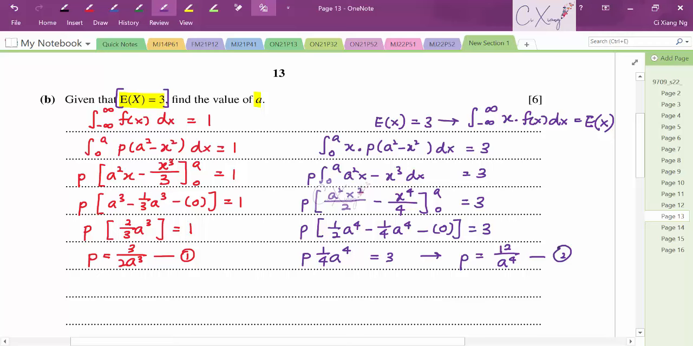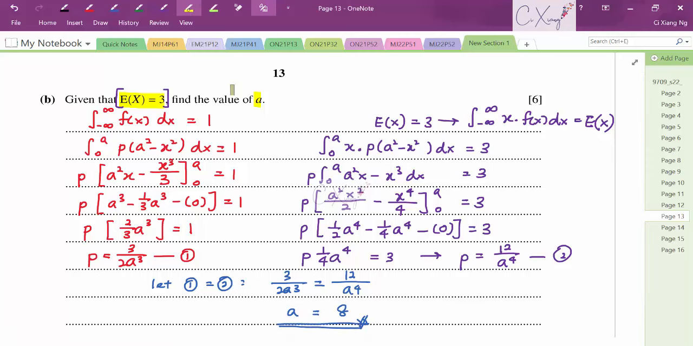Alright, so I have equation number 1 and also equation number 2. I can solve them simultaneously to get the value for a. I let equation number 1 equal to equation number 2. So 3 over 2a cubed equals 12 over a power 4. If I simplify everything here, I will get a equals 8. Okay, so this is how we solve question number 7 for this paper.